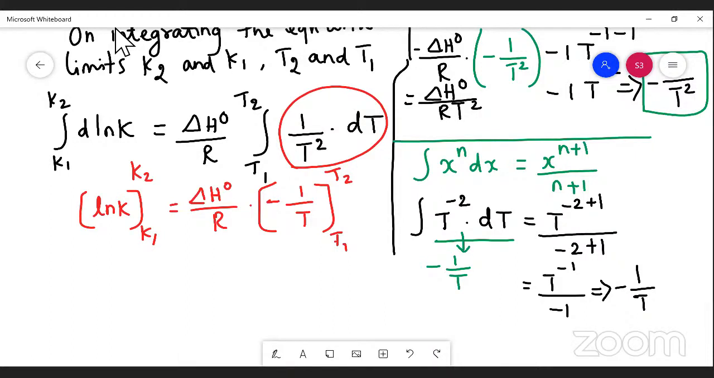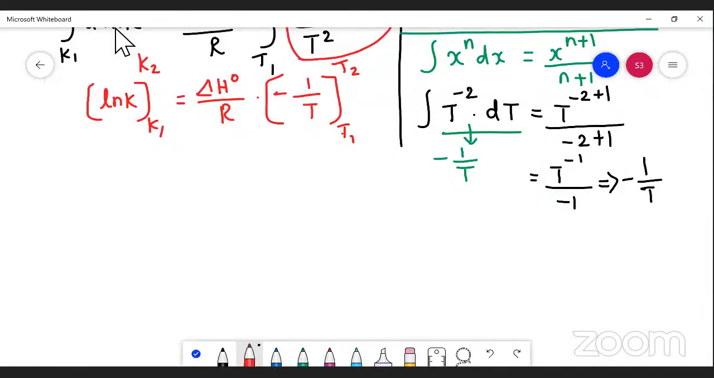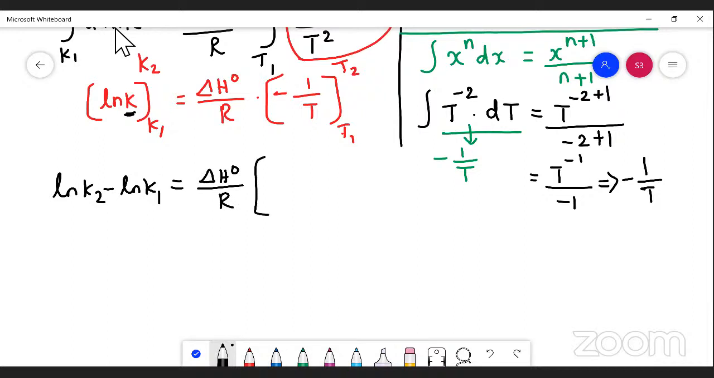Next step, we are going to simplify this integration equation. For ln k, we have to apply the upper limit first and then the lower limit. So we will get ln K2 minus ln K1. Next, del H naught divided by R is a constant, so I'll write the constant as it is. Next, minus 1 by T: I'm going to apply the upper limit first and then the lower limit. So upper limit, instead of T, apply T2, minus. This is the minus sign in the formula.